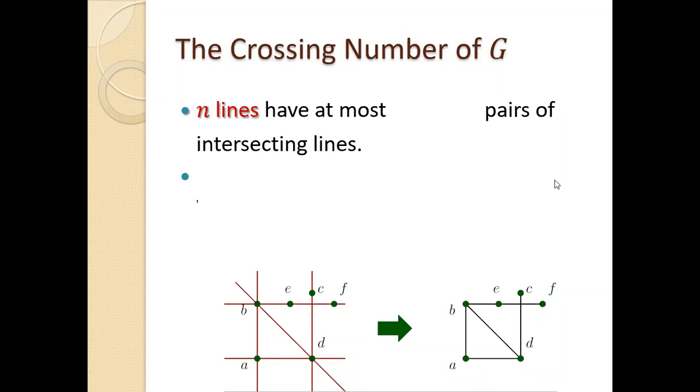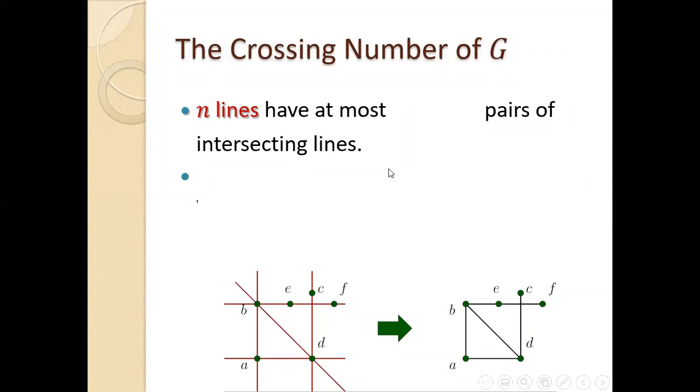So in the worst case, every 2 lines intersect, right? I can just take randomly n lines in the plane. You expect, let's say no 2 are parallel, every 2 lines intersect. So how many pairs of lines do I have? How many pairs of lines can we have?